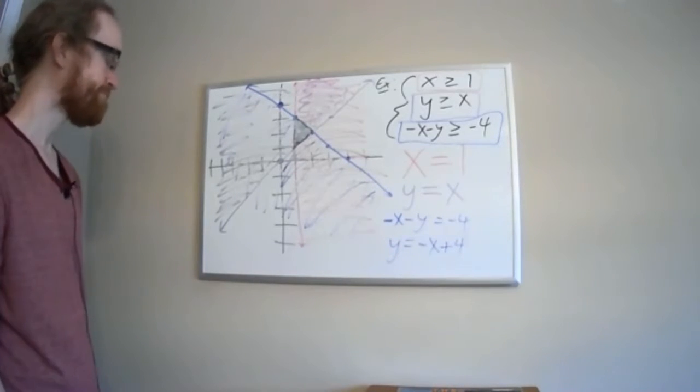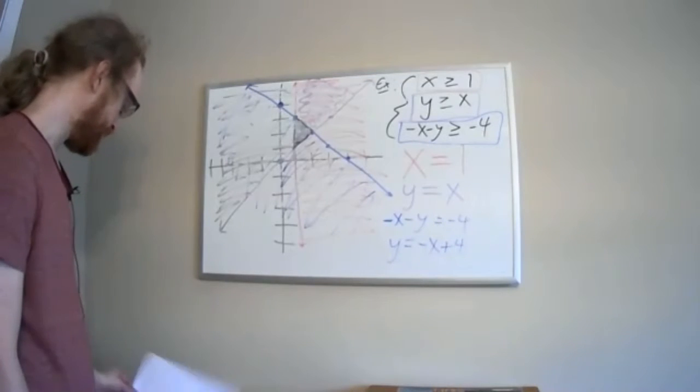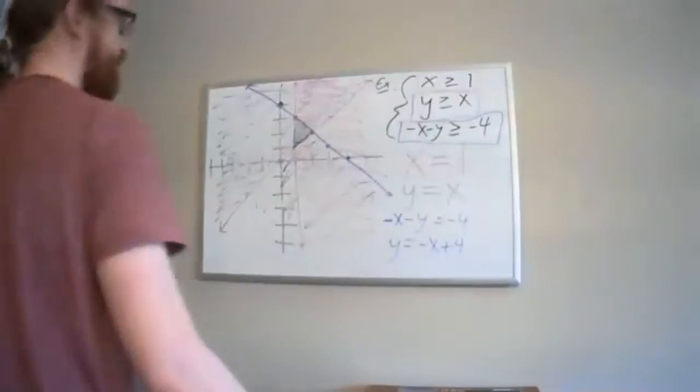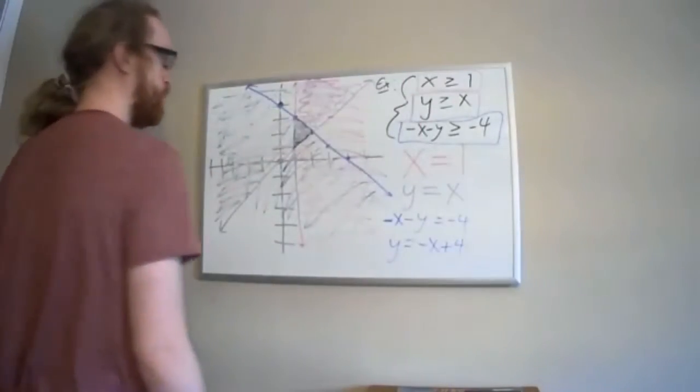But here we go. Here's our system. I want to point out one thing. How are we doing on time? Okay, good. We still have 25 minutes. I want to point out one thing.